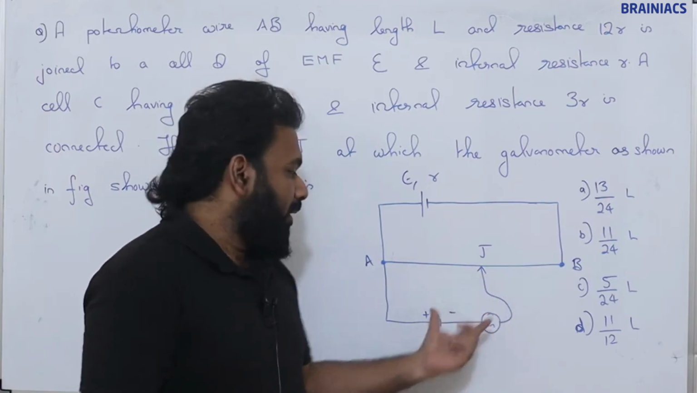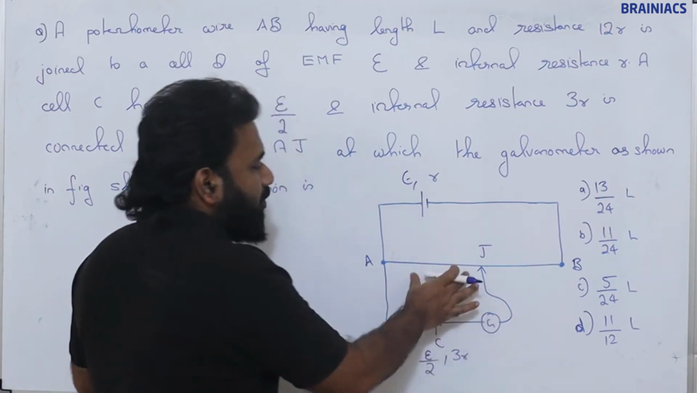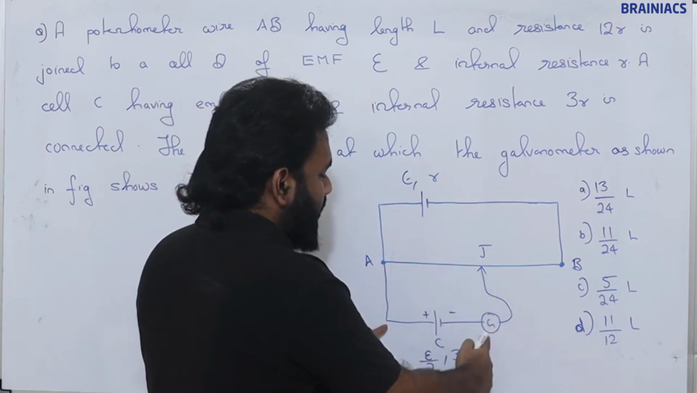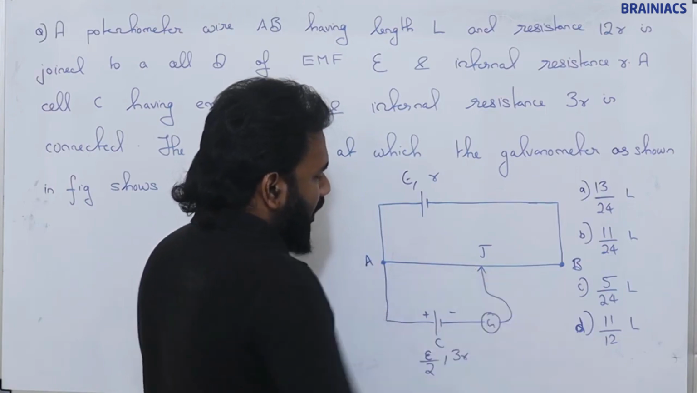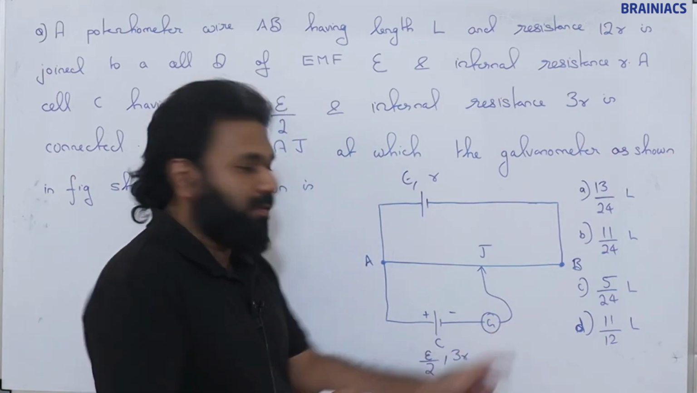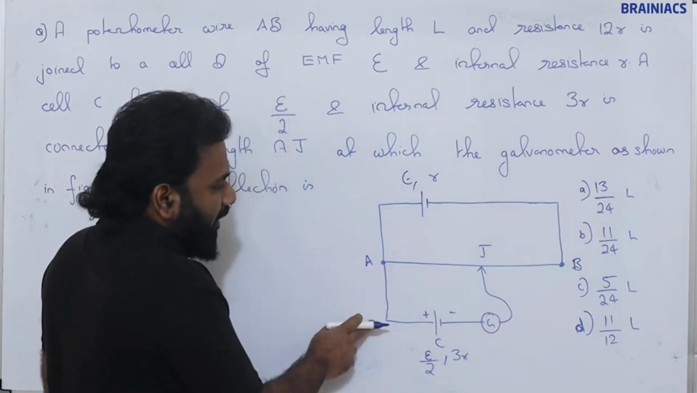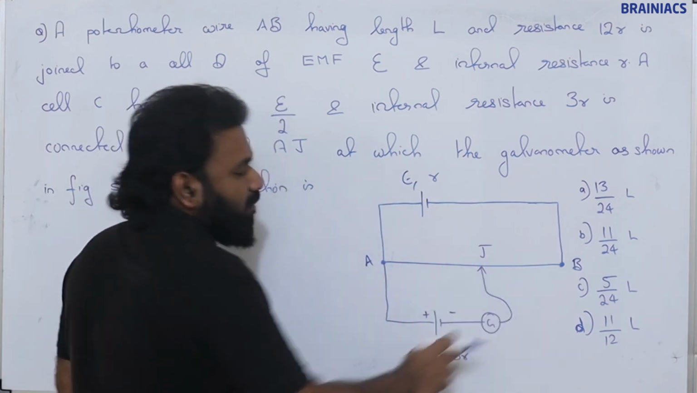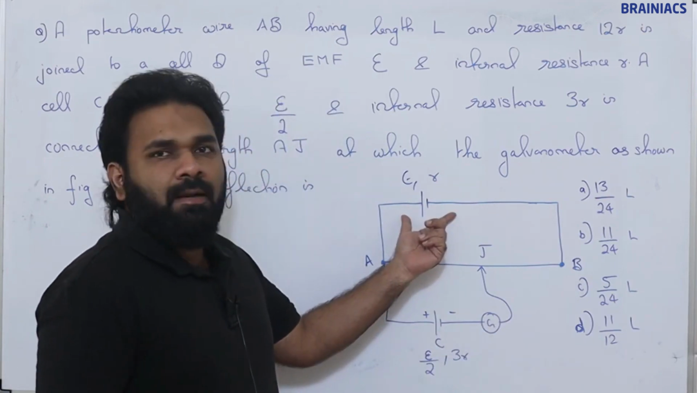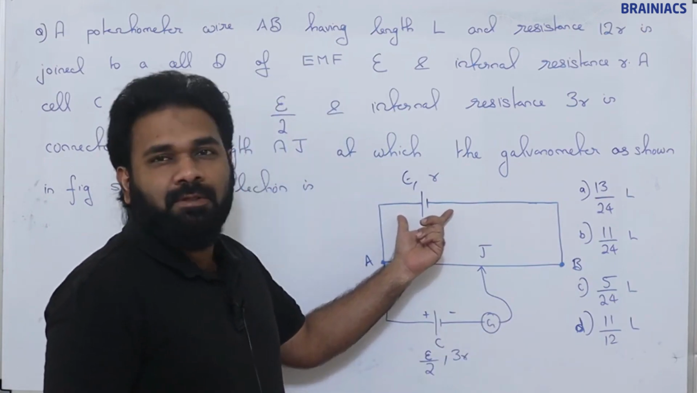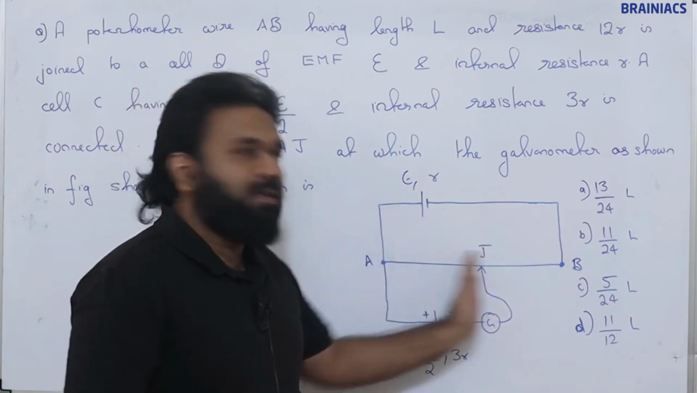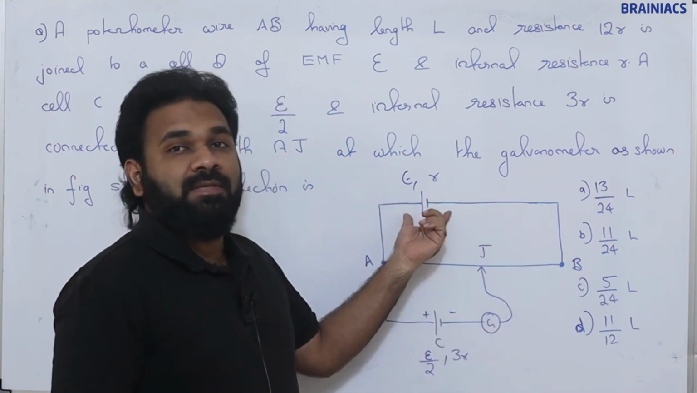At the point where we get the balancing length, this potential and this potential are the same. The potential between these two points and between these two points, when they are the same, the things will be balanced, no current will pass through the galvanometer. The potential difference between this point and this point will become 0. And this cell, we are not going to find the voltage of this cell. This one is to drive the circuit, so we call it the driving cell.